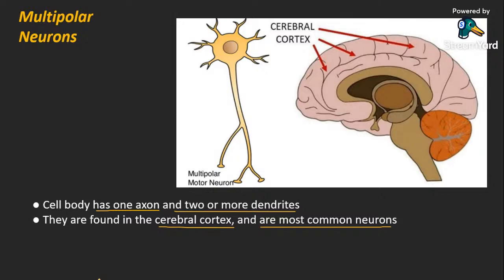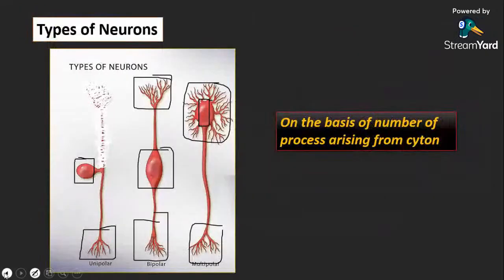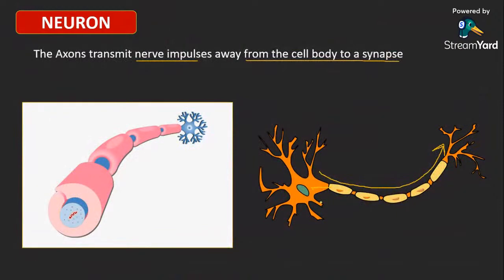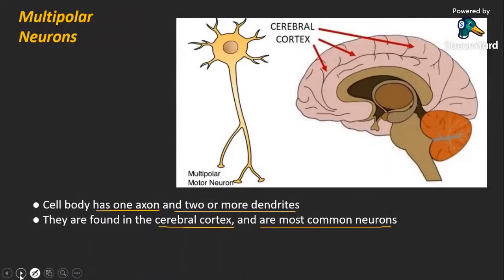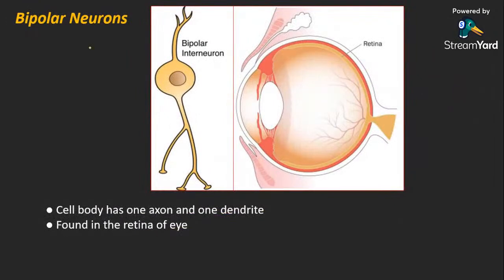Whenever you study the diagram of a neuron, you will study this diagram. This contains a cell body, multiple dendrites, and one long axon as well. So this is the common diagram which you will draw, which is actually the diagram of a multipolar neuron. Clear? So you must study what is multipolar neuron and where it is found.